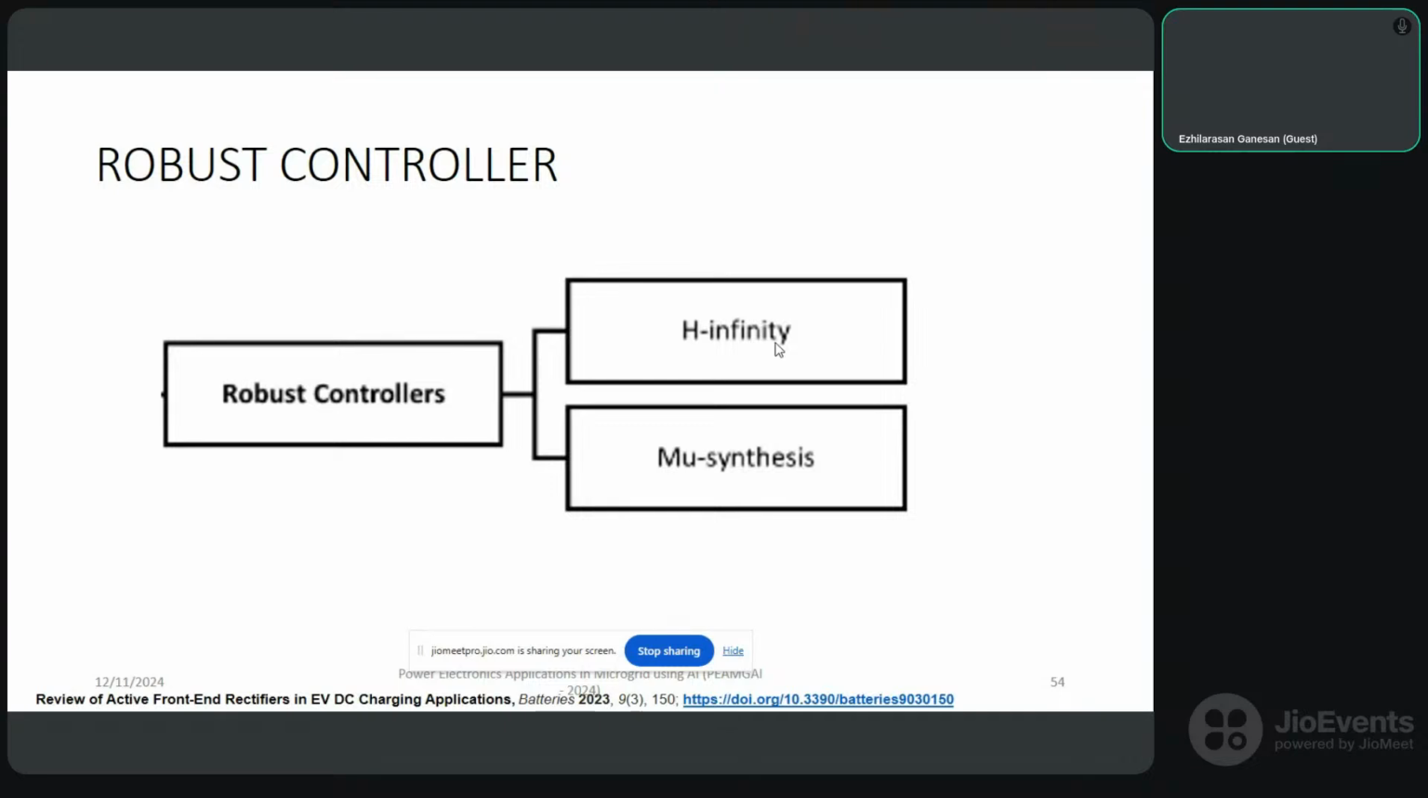So these robust controllers are the latest type of controllers that you can use. As a PhD guide and as a PhD evaluator, I see people still using PID controller and sliding mode control. They are always using only conventional control. You have to try with new control algorithms and go for those controllers.